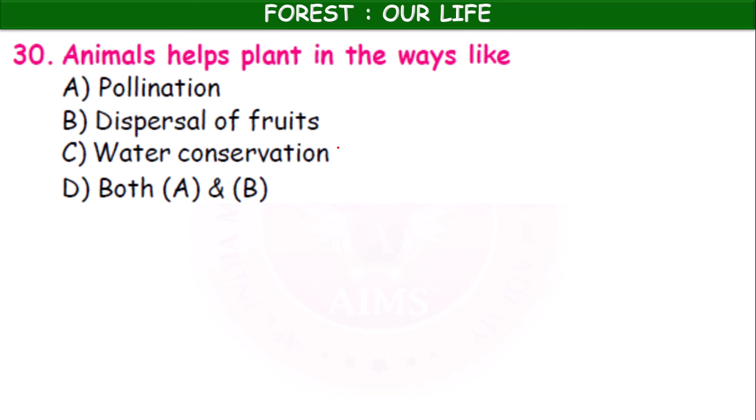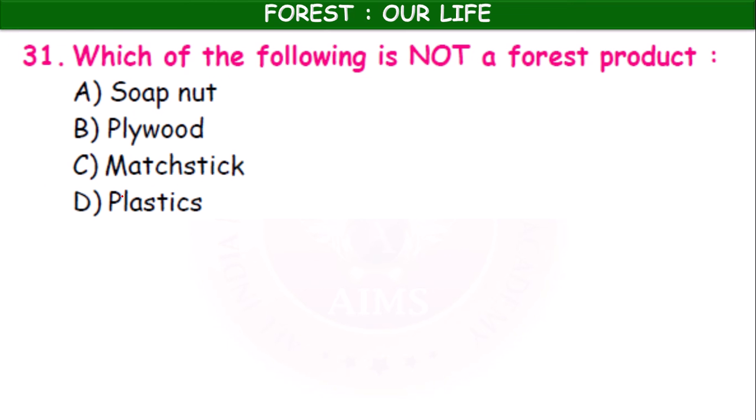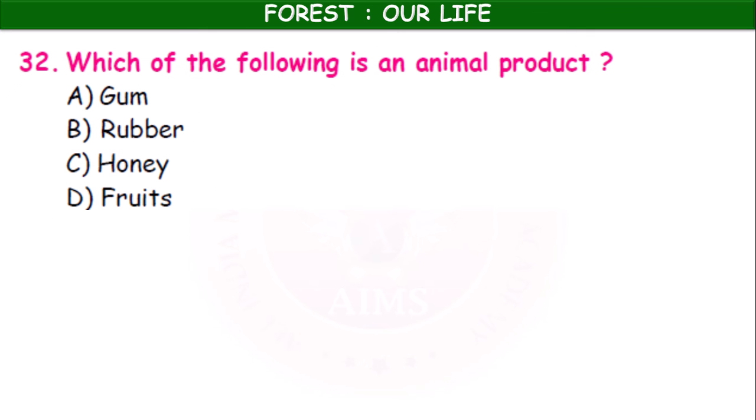The animals help plants in what way? Helps in pollination, helps in dispersal of fruits, water conservation. Here, pollination and dispersal of fruits or dispersal of seeds. A and B. Which of the following is not a forest product? Soap nut, plywood, matchstick, plastics. Plastics are not the products of forest.